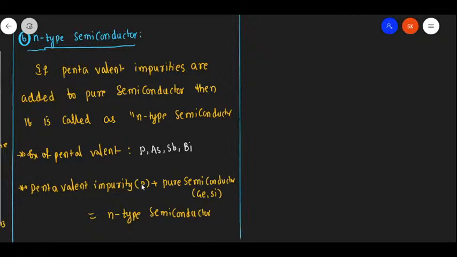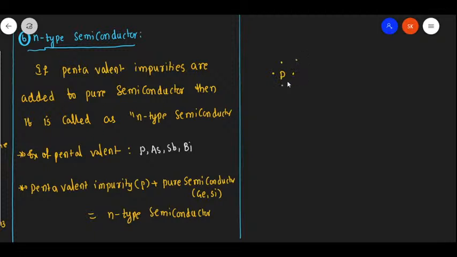Right. N-type semiconductor. Then how will it work? Let us discuss. What do we have to add here? We have to add phosphorus. Phosphorus is the pentavalent impurity, which means how many electrons? 5 valence electrons. 1, 2, 3, 4, 5.